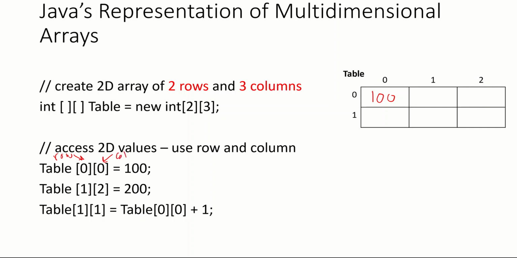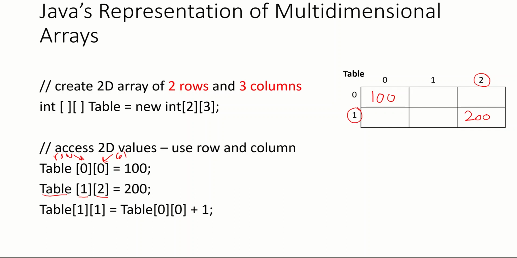Now similarly, if we have another statement that says in your two-dimensional array table, and location 1 and 2, so this is location 1, which is row 1, and location 2, which means column 2, the value we have to save is 200, so we will save the value 200 on this location.